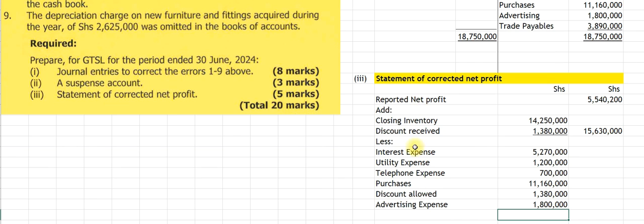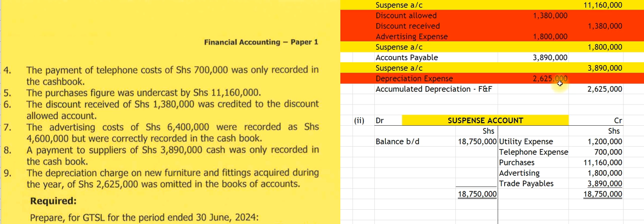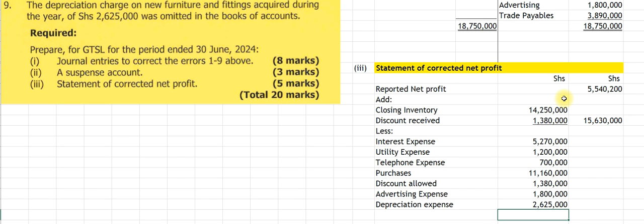Then depreciation expense. This is an expense that was omitted, so it will reduce our net profit on correction. Depreciation is an expense, so it will reduce our profit. Depreciation expense, that is 2,625,000.